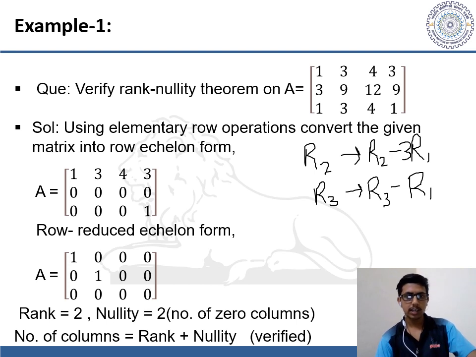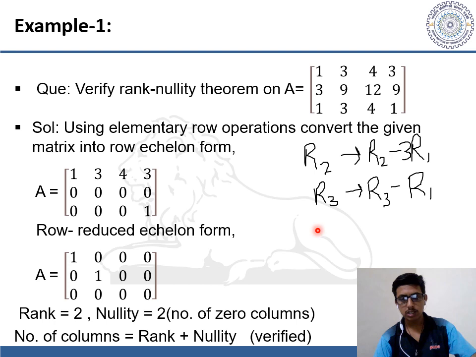Now let's take a very simple example to verify the rank nullity theorem. Take a matrix A of order 4 cross 3, and we have to verify the rank nullity theorem for this given matrix. In the solution, change the given matrix into row reduced echelon form step by step. Using elementary row operations, convert the given matrix into row echelon form.